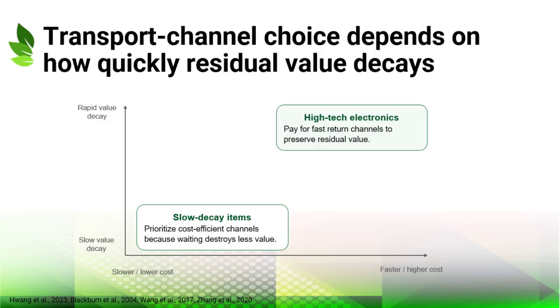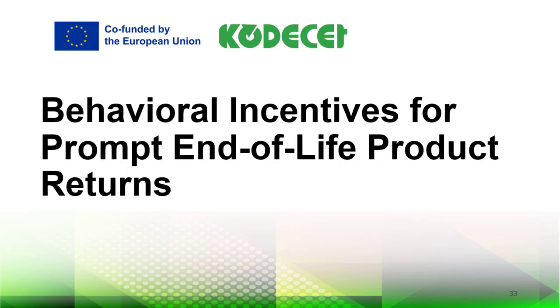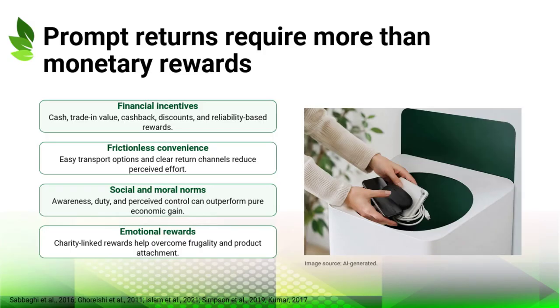Behavioral incentives for prompt end-of-life product returns. Reverse networks depend on timely end-of-life returns, so incentives must combine financial rewards, convenience, social norms, and emotional or moral motivators. Prompt returns require more than monetary rewards.